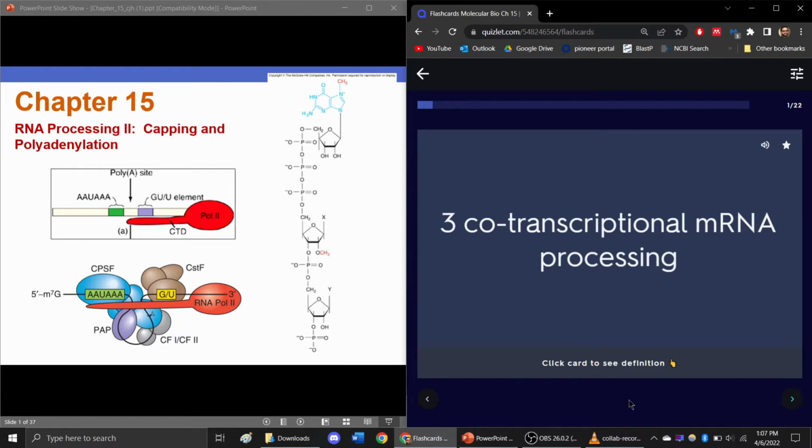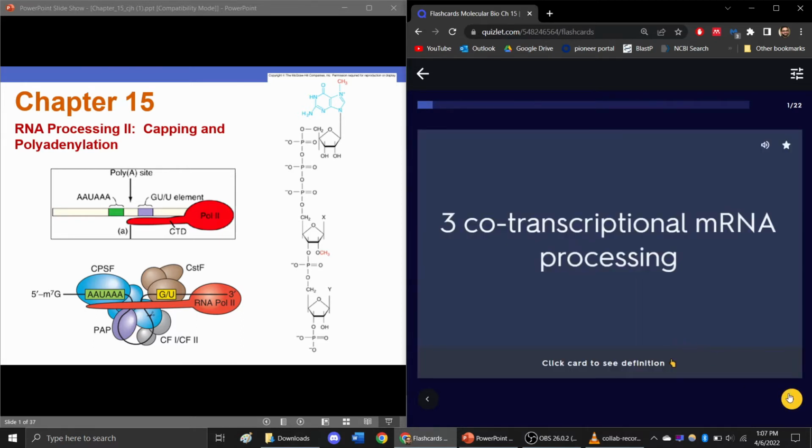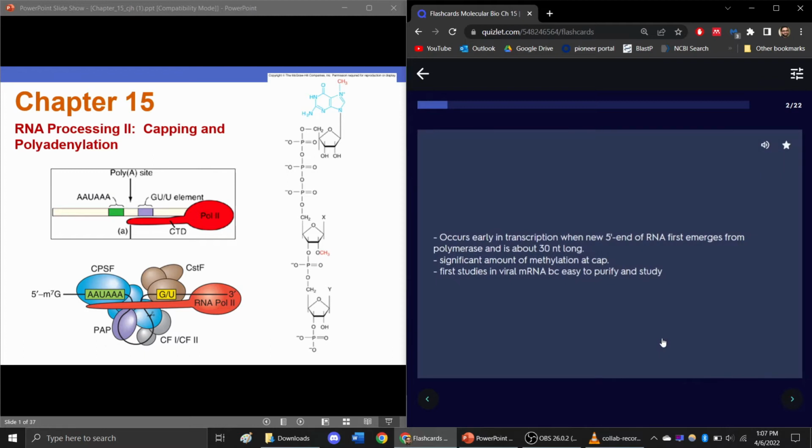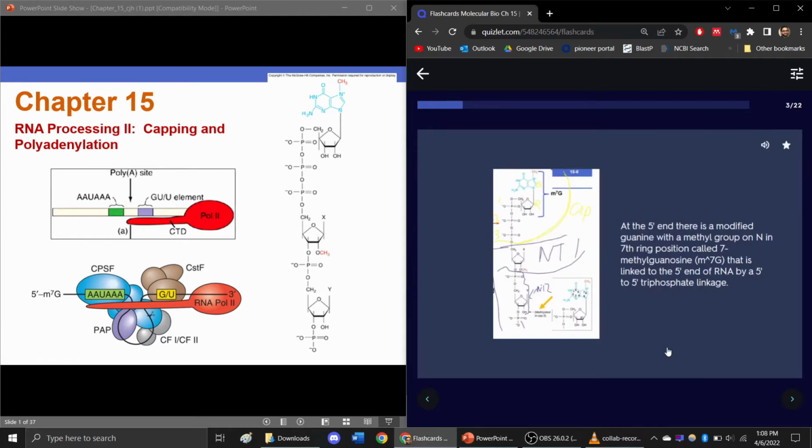All right, so what is capping, and when does it happen? Capping is the process by which we get the M7G cap on the end of your mRNA. When it happens, it occurs early on in transcription when the 5' end of the RNA first emerges out of the back of the polymerase.